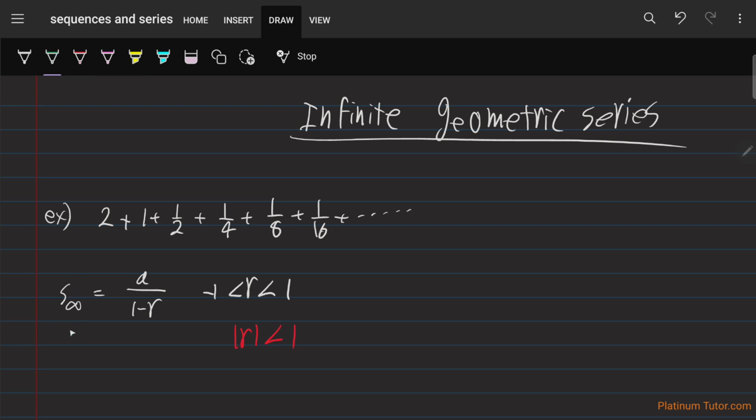S infinity refers to the sum of the first infinitely many terms. So what's the sum of the first infinitely many terms? Well, it's the sum of all terms, right? All infinite terms. So this is equal to the first term, which in this case is 2. A represents the first term, divided by 1 minus the common ratio. Now, again, this is super important. This formula only works, it's only valid if the common ratio is a number between -1 and 1.